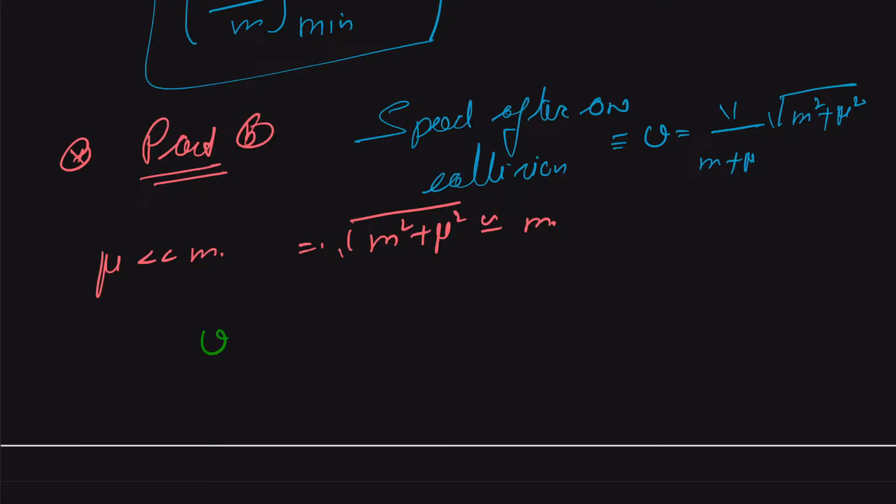Therefore we get that the velocity v is approximately equal to mv divided by m plus mu, which we can write as v times 1 minus mu upon m. This we can easily write by using the binomial expansion. Higher order terms we can neglect. And this is the speed after one collision, but we have n number of collisions.